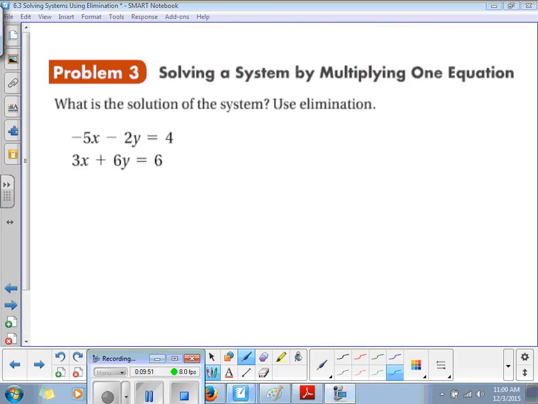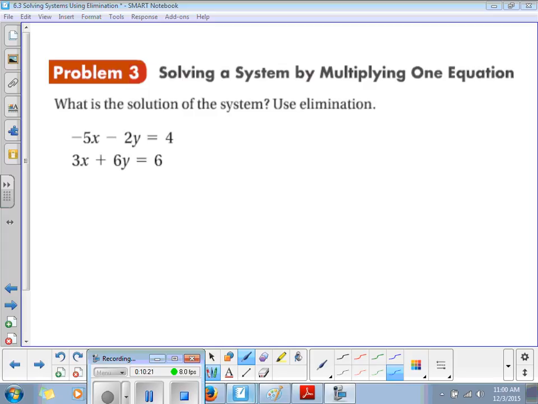Problem 3 is solving a system by multiplying one of the equations. So here we have negative 5x plus 2y is equal to 4, and we have 3x plus 6y is equal to 6. Do you see any inverses up there? No. Do you see anything that's the same up there? No. So that means we have to make it the same or make it an inverse.